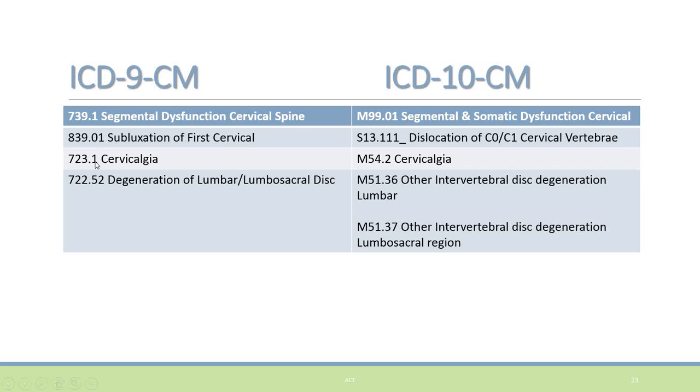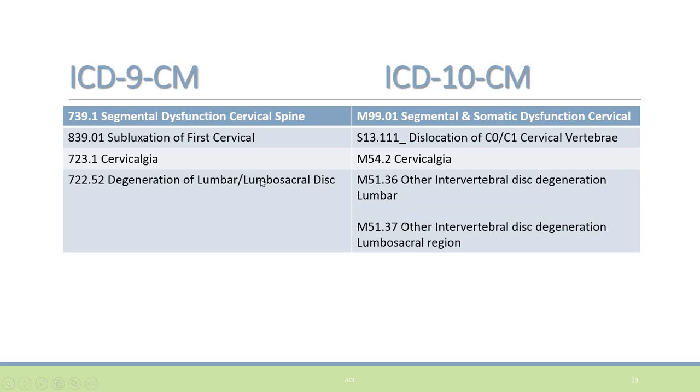So our pain diagnosis then, M54.2. Now most of the pain diagnoses, the ones that I've seen, have a direct one-to-one code. So what I mean by that is 723.1 is going to end up as M54.2, cervicalgia. There's not a lot of other choices. That is not the case with our degeneration of lumbar or lumbosacral disc. You have to go in and really find the most correct.